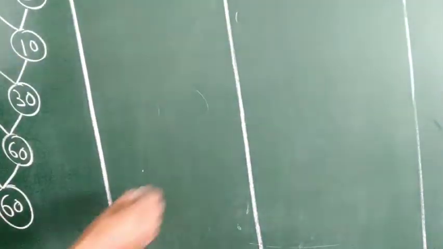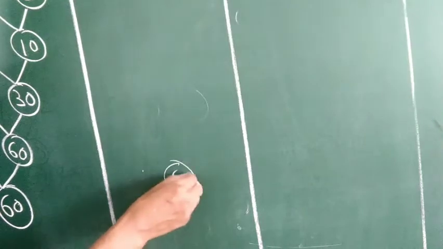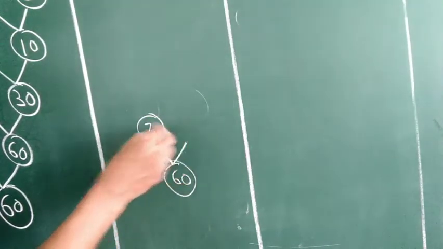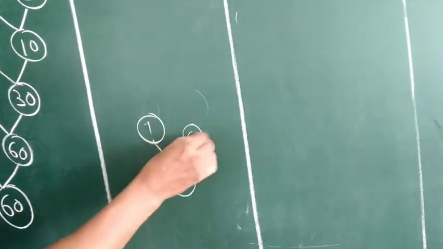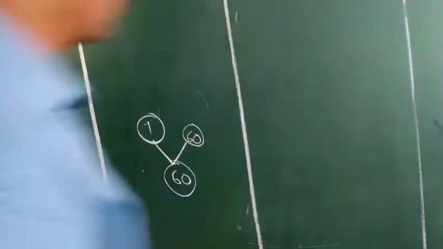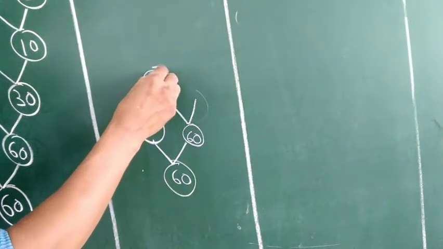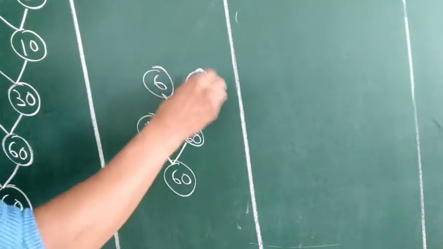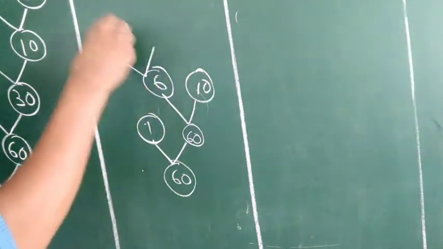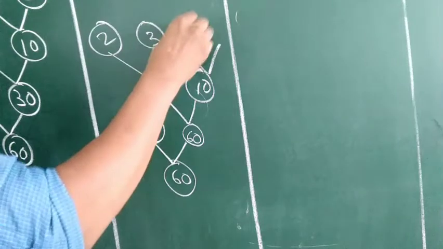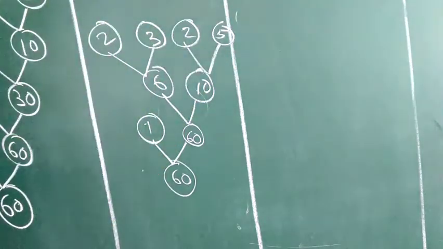But see, again we can find out the same factors of same number by different way. As you see, it is 60. Then see it is 1 into 60. Then you can write 6 into 10. Then 6 के factor beta 2 and 3, and here it is 2 and 5. Like this also you can find out.